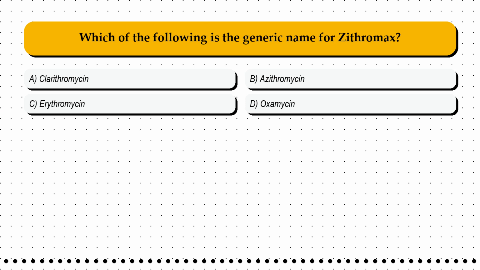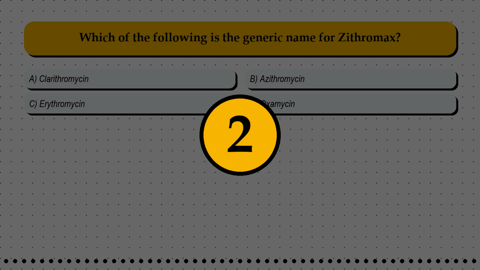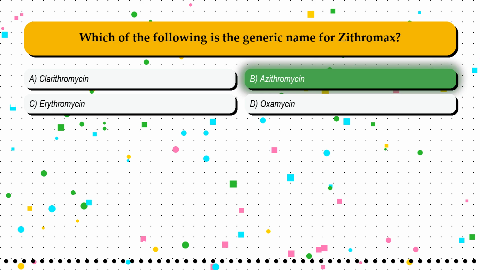Question 270. Which of the following is the generic name for Zithromax? Option A, clarithromycin. Option B, azithromycin. Option C, erythromycin. Option D, boxamycin. The correct answer is option B, azithromycin.